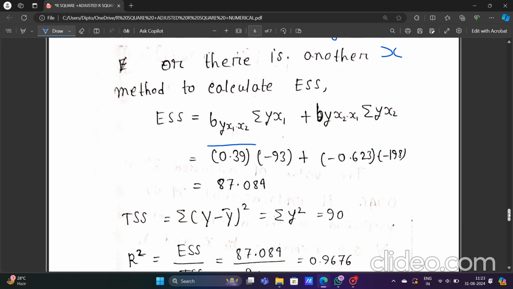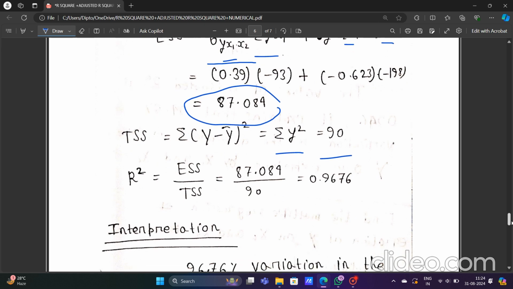Here we know all these values; they are obtained from the table, so we can find ESS. In a similar way we can find TSS. TSS is summation small y square, which was already calculated in the table, and it was 90. If we now calculate r square, it is 0.96.